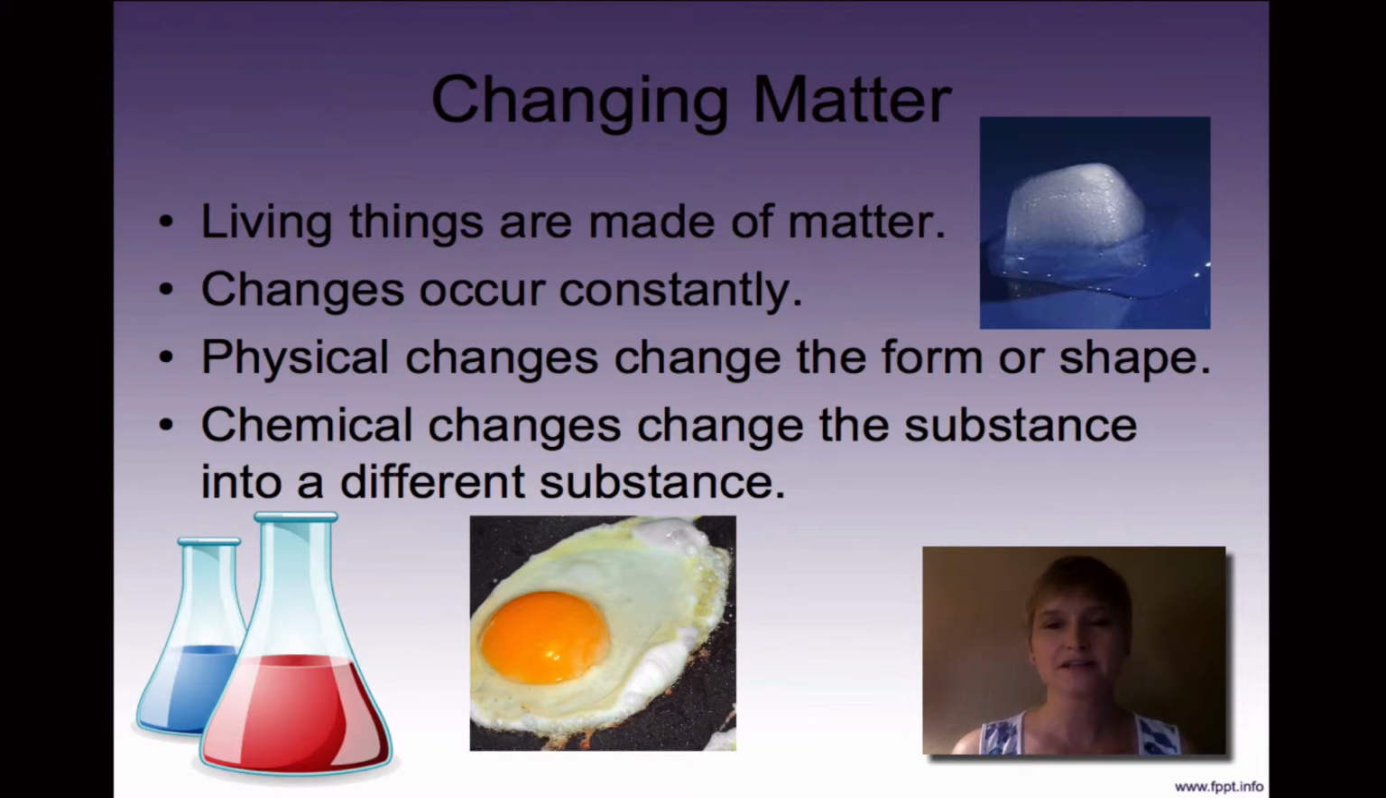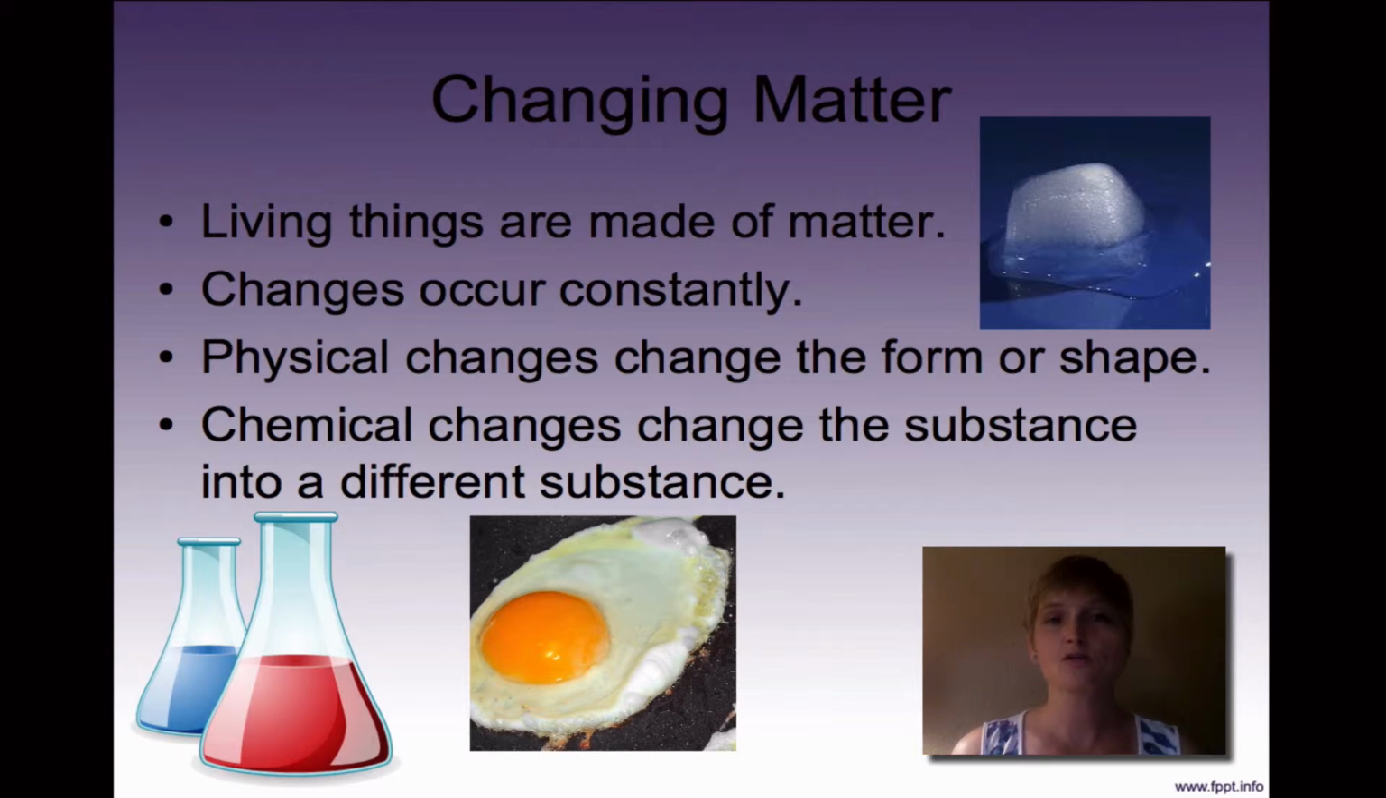So our best example of this is water. We can have water in the liquid form. We can have water in the ice form. We can also have water in the gas form. So that would be kind of the humidity that's in the air around us. And those are all physical changes of water. In each case, it's still water, but it's just in a different form.